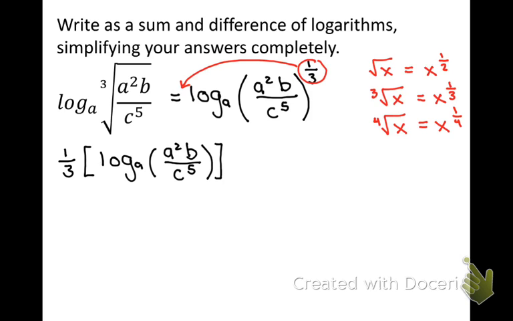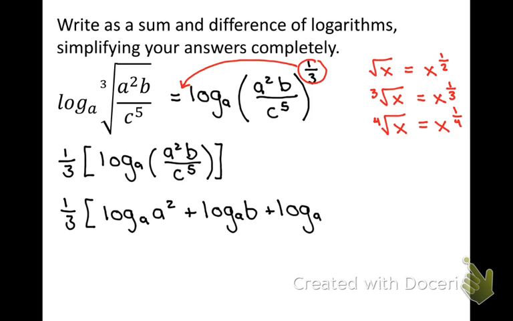So we now are going to have the following. We have 1/3, keep it in the front, times log base a of a squared plus log base a of b plus log base a of c to the fifth. Let me just remind you, too, that as you're writing these logarithms, remember that that base is always written in the subscript as opposed to in line with the argument.